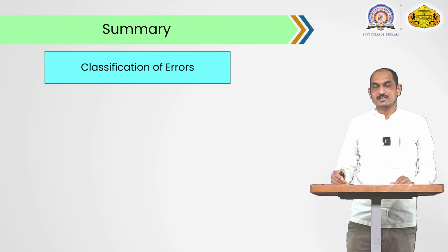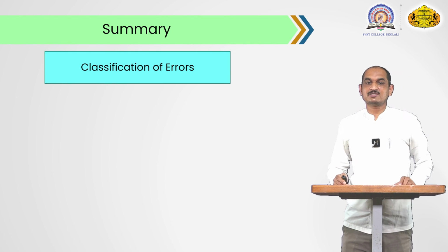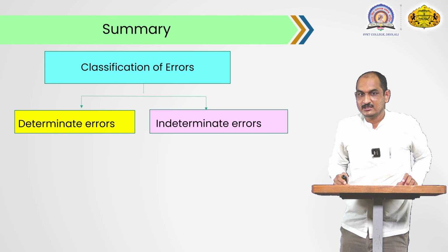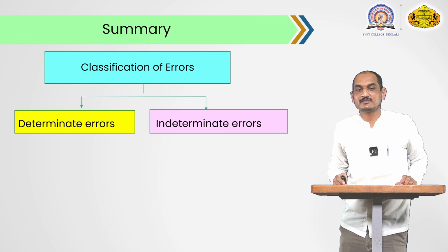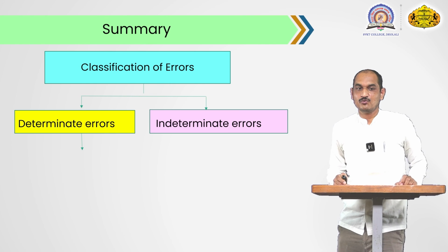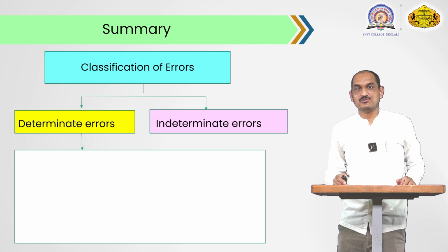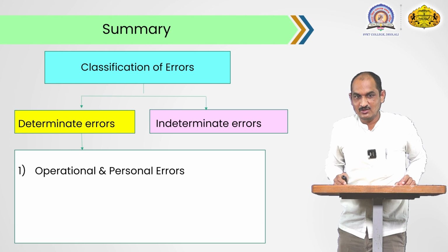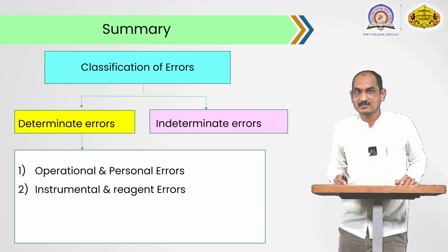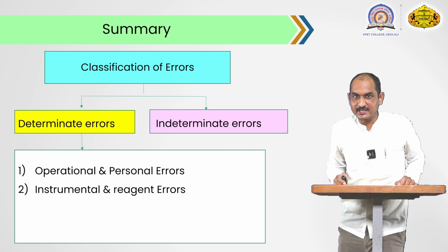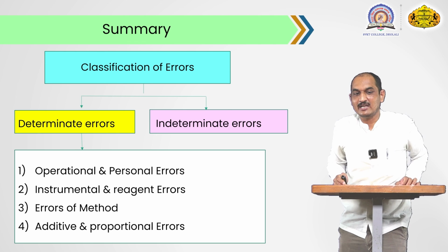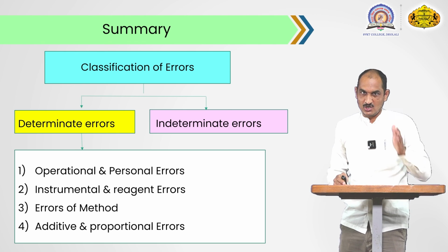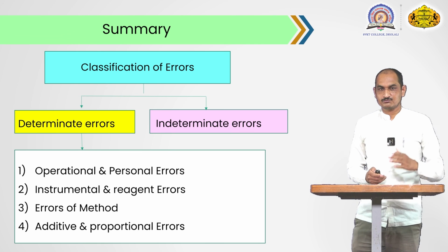Finally, in summary, in today's session, we have discussed the classification of error. The errors are classified into two groups. First is the determinate error, second is the indeterminate error. Further, the determinate errors are classified into four subclasses. First is the operational and personal error, second is the instrumental and reagent error, third is the error of method, and fourth is the additive and proportional error. All these points we have covered in today's session.